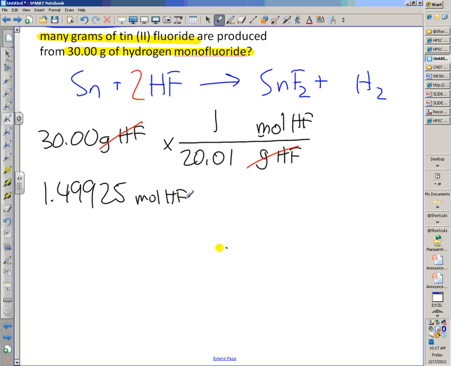Okay? So our next conversion factor, that's not what we want to end up with, right? We want to end up with grams of tin 2 fluoride. So for our next conversion factor, put moles of hydrogen fluoride at the bottom, because that's got to get rid of the previous units. Then, how do we compare one part of the equation to another part of the equation? Through our mole ratio. So that means on the top, unit-wise, what's going to go on the top here? Moles of tin 2 fluoride.